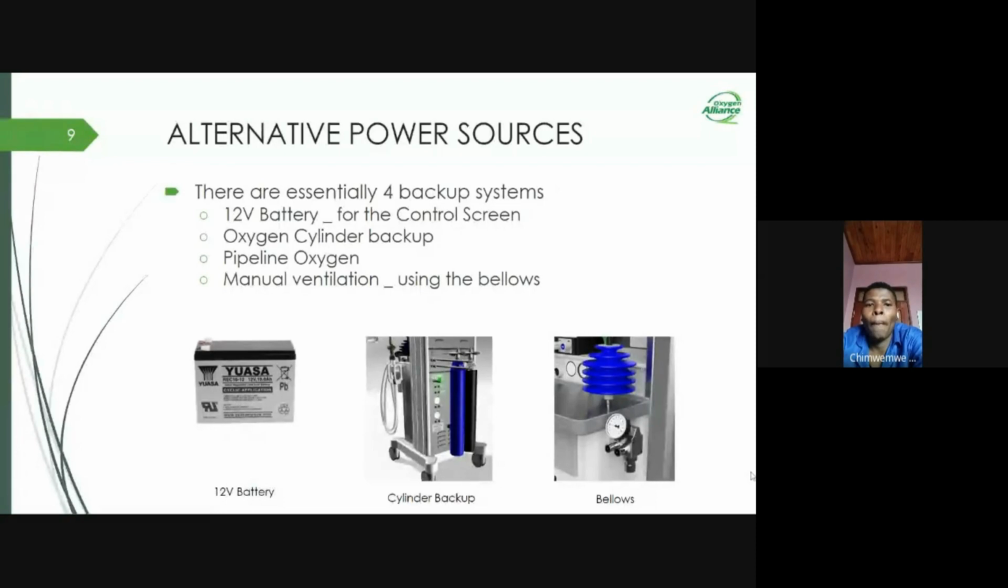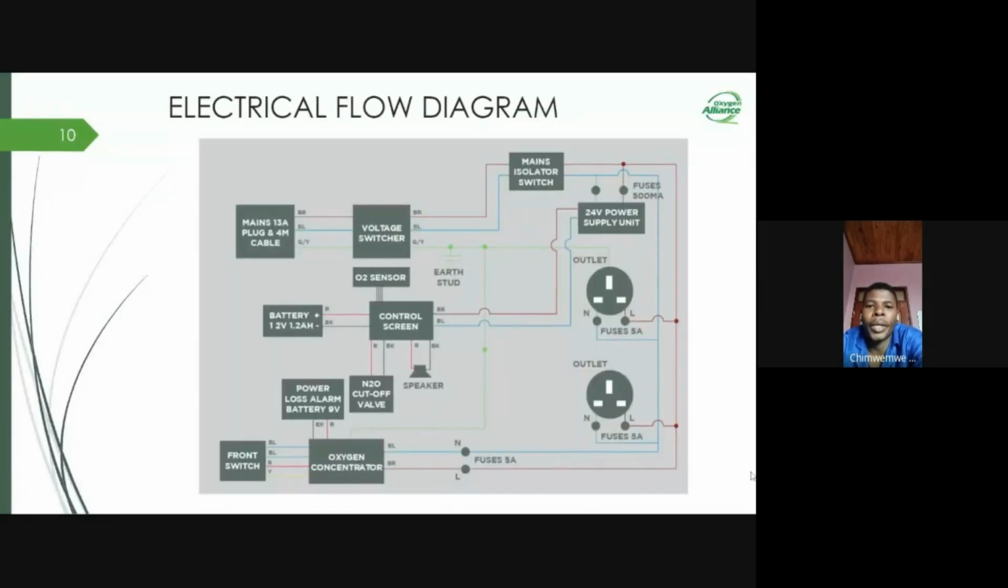Moving on, I'll talk about the electrical flow diagram of the Universal Anesthesia Machine. Electricity flows from the mains power supply to a voltage switcher, the automatic voltage switcher I said earlier. Then it goes to a mains isolator switch, which is located at the back of the machine. From here, connected in parallel, are a 12 volt, 24 volt power supply, and also an oxygen concentrator, and of course, 2 outlets where you can connect other appliances.